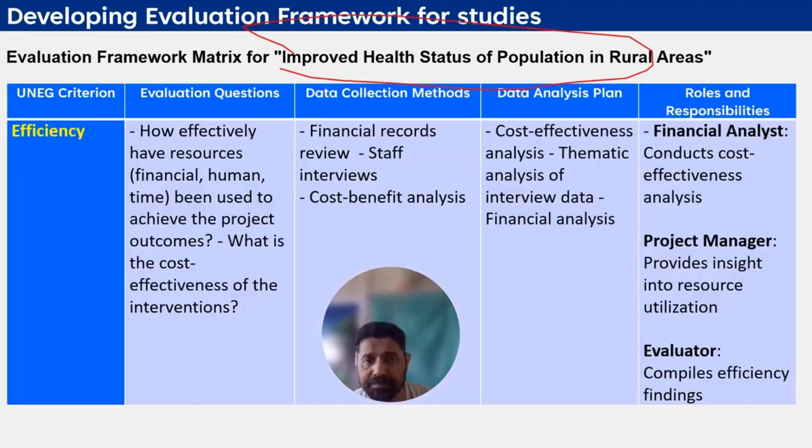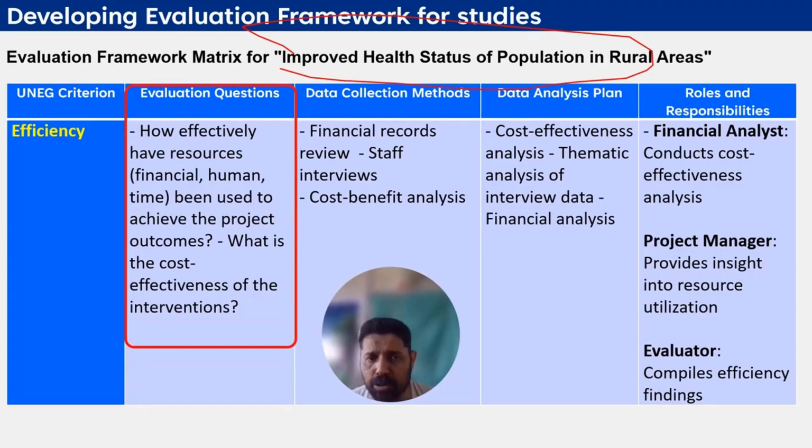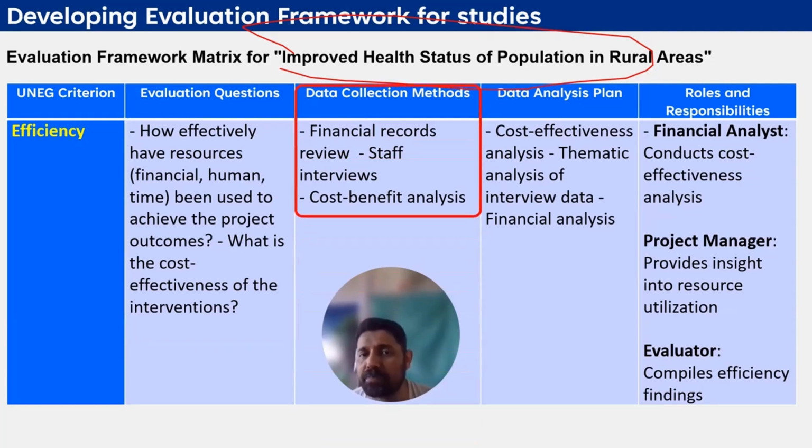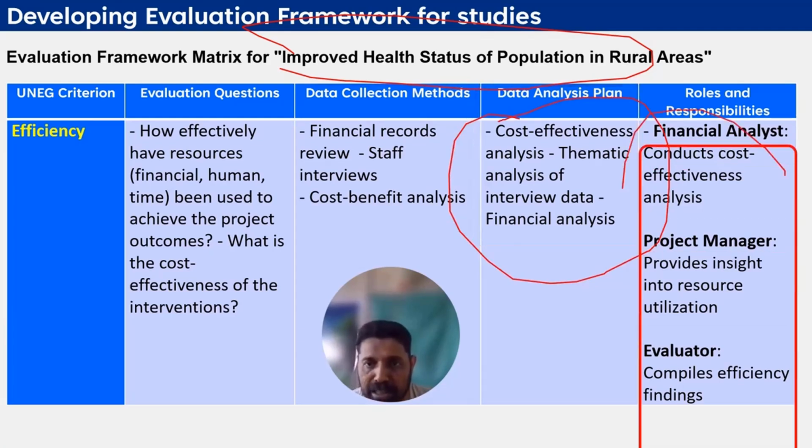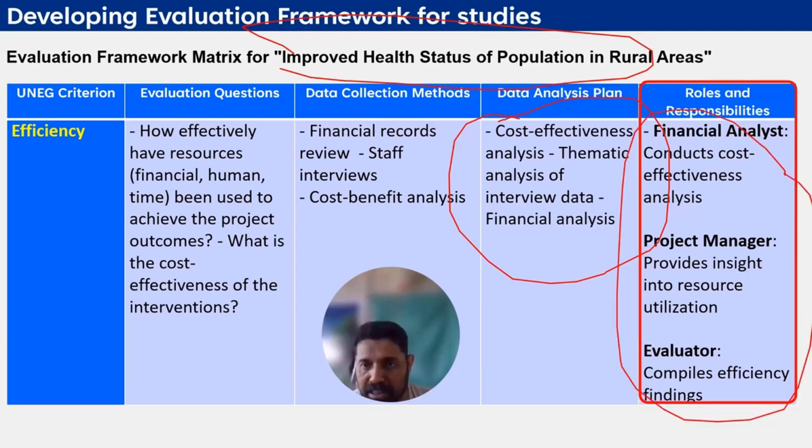Similarly, for efficiency: how effectively have resources, financial, human, and time, been used to achieve the project outcome? What is the cost effectiveness of the intervention? Here we will see financial records review, staff interviews, and cost benefit analysis, and the data analysis plan would be cost effectiveness analysis, thematic analysis of interview data, and financial analysis. And here you can see the roles and responsibilities of the different team members.